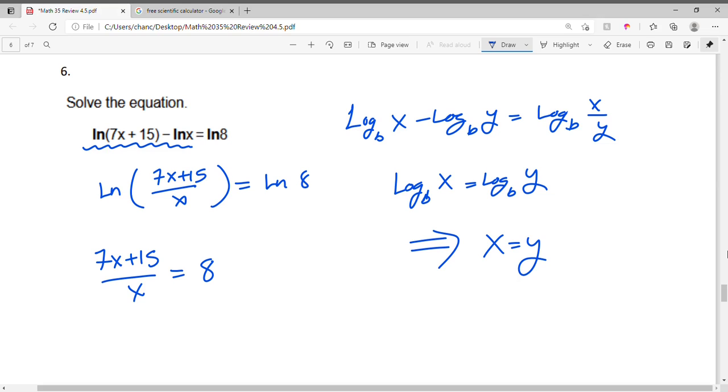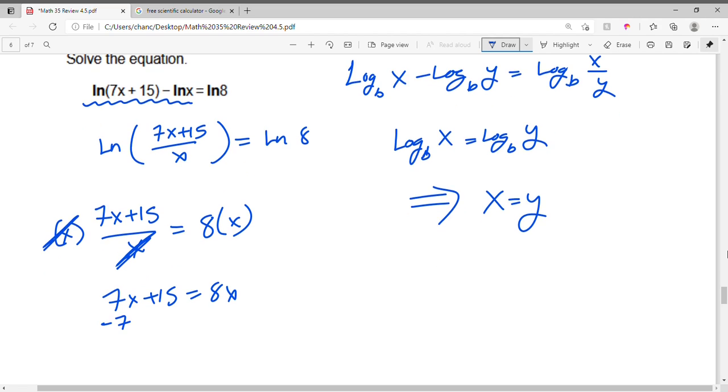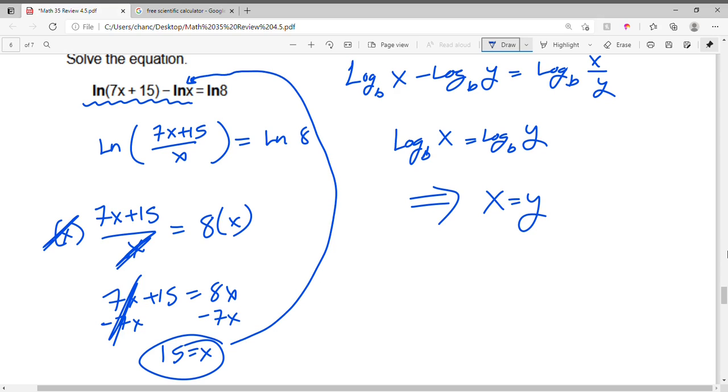We can solve for x. Let's multiply both sides by x. This cancels out the x's. 7x plus 15 equals 8x. And then I could subtract 7x to both sides. We have 15 is equal to x. Now we got to double check to make sure this is a good solution. Plug it back into the original equation, making sure that you're not taking the natural log of a negative. And in this case, we're good. This is a good solution.